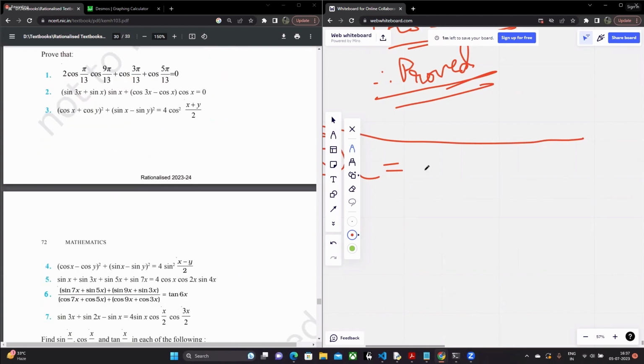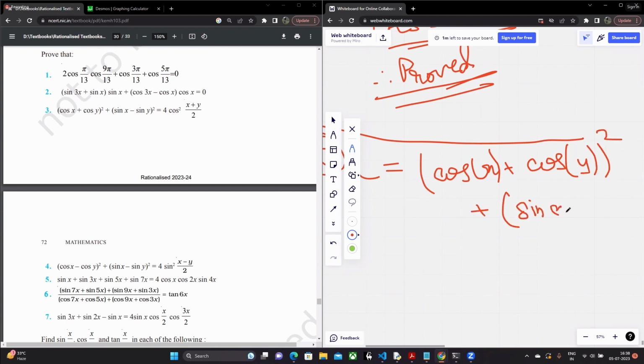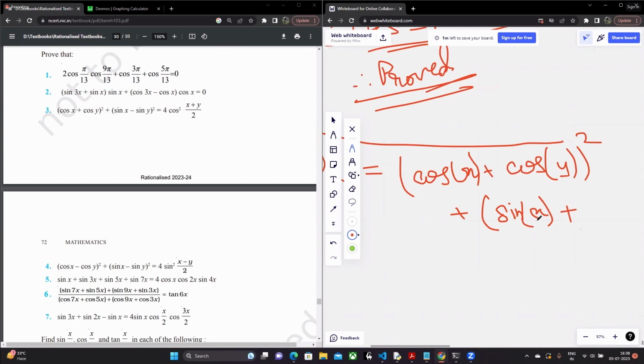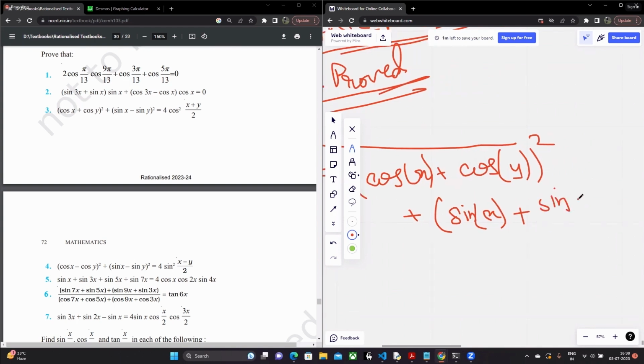So L is equal to this: cos x plus cos y the whole square plus sine of x plus sine of y the whole square.